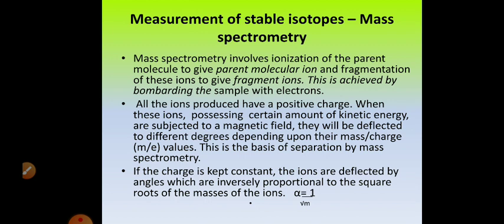First, we have to bombard the sample with electrons so that ions are generated. The sample is ionized and fragmented to give fragment ions. All the ions produced have a positive charge. When these ions having certain kinetic energy are subjected to a magnetic field, they will be deflected to different degrees depending upon their mass to charge ratio. Now, how do the ions get deflected depending upon their mass to charge ratio? The charge is kept constant.